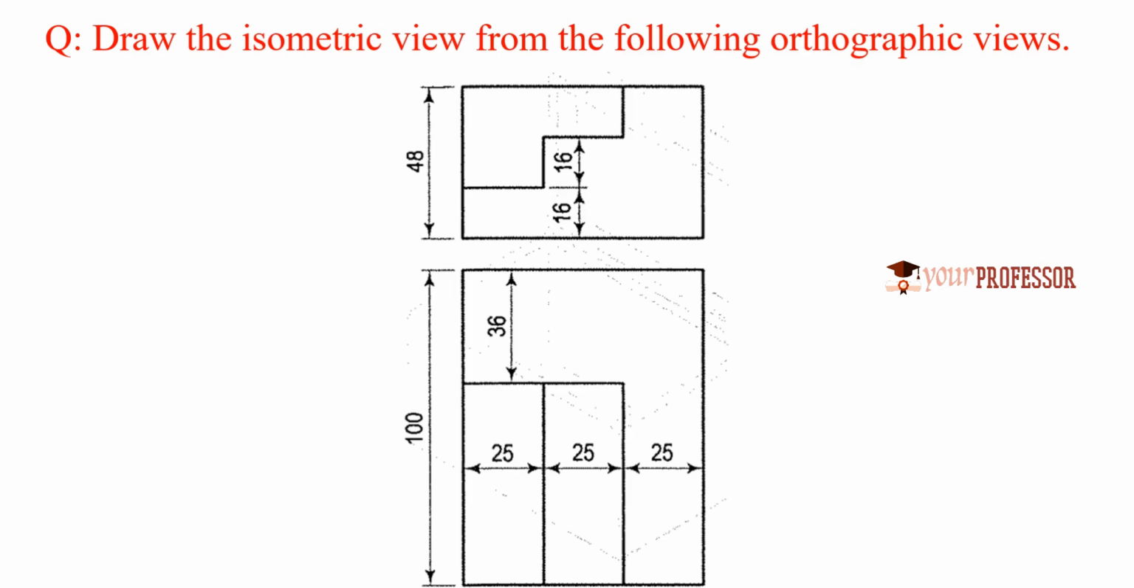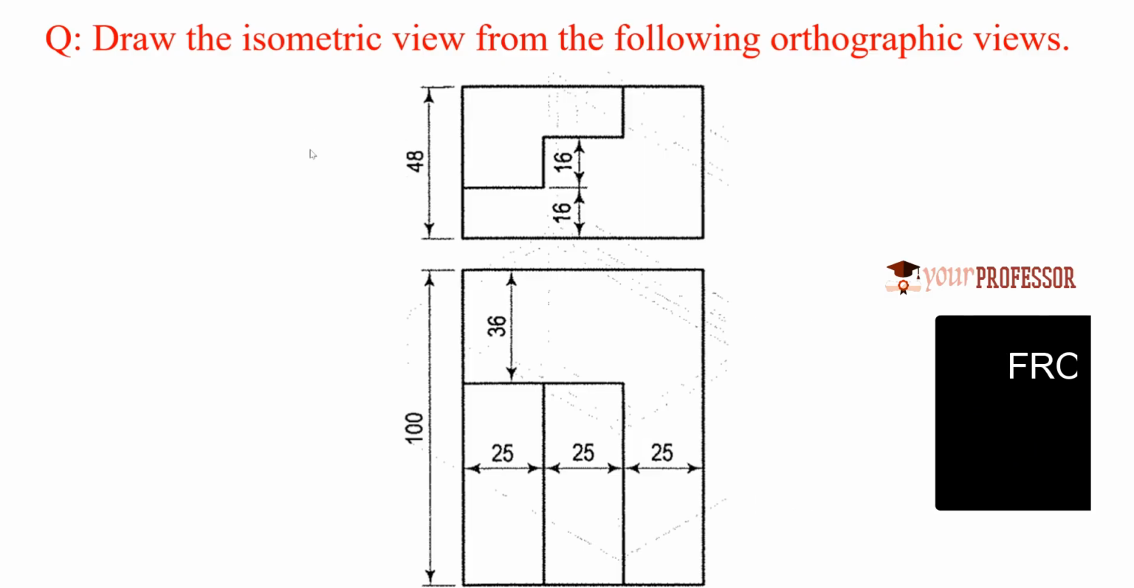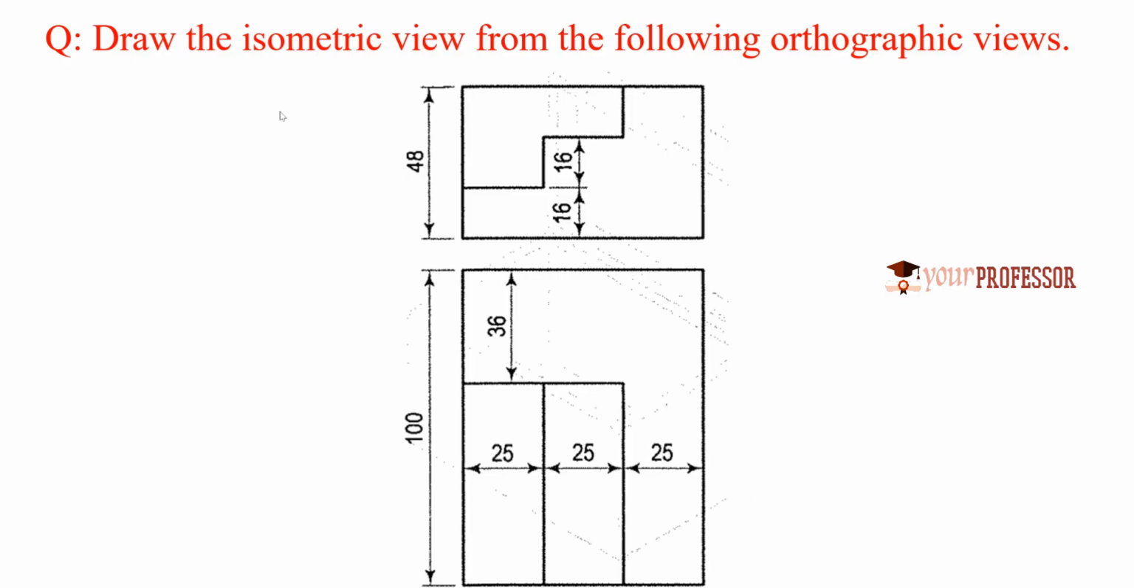So when you see these two views, you need to identify three dimensions. What can you identify? From the front view, you can identify the width and height. So here you can see the height is 48. This is the value. And the width is this one, so it is not visible in the front view. If you see the top view, 25 plus 25 plus 25, total 75. So 75 is the width, 48 is the height. So you are able to see the height and width in the front view.